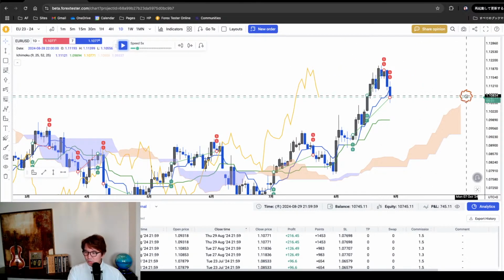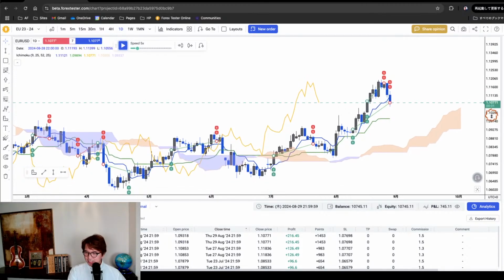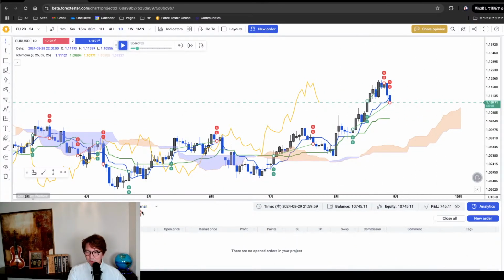And so this is where I am right now. So for now, what do you think? Do you think this is bullish or bearish or range? Would you buy here or no?